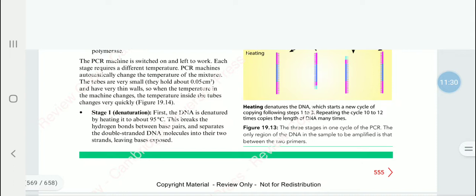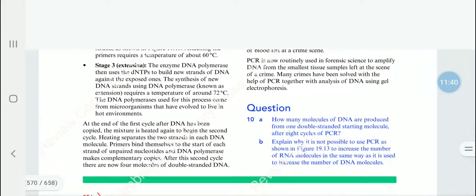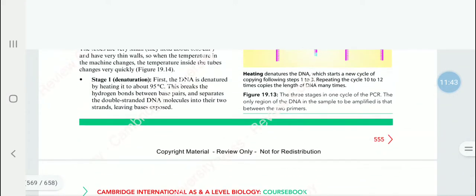When the PCR machine is switched on, the DNA copying process is carried out in 3 stages. Number 1, denaturation. By heating to 95 degrees, DNA is denatured, which breaks hydrogen bonds between base pairs and separates the double-stranded DNA into 2 strands.